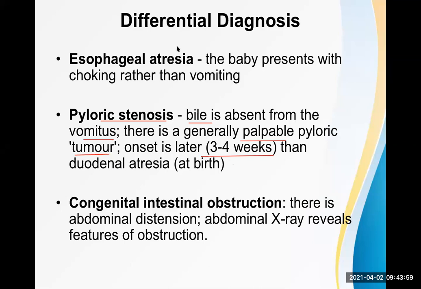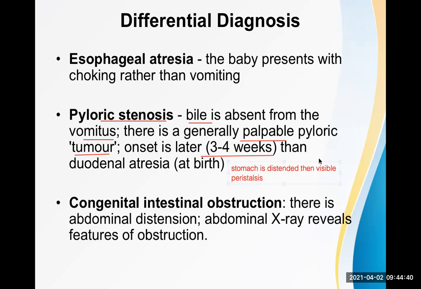And one more point I like to highlight here is that in pyloric stenosis, the stomach is distended, and visible peristalsis will be there. Visible peristalsis. Now, where is the stomach located in the abdomen? Remember, it is located in the epigastric area, but it is a little bit tilted towards the right hypochondrium. That means the greater curvature of the stomach has a very nice course there.